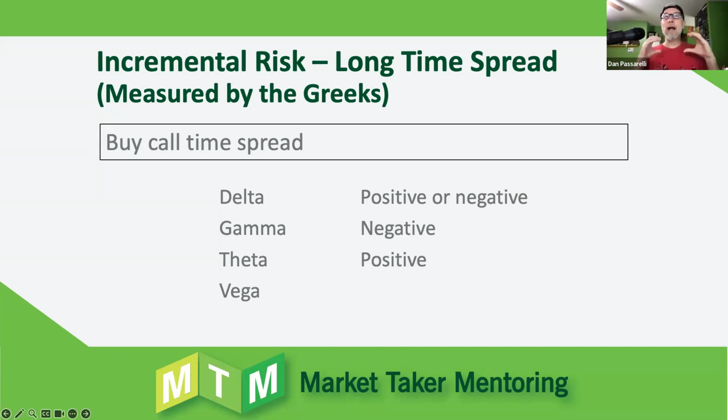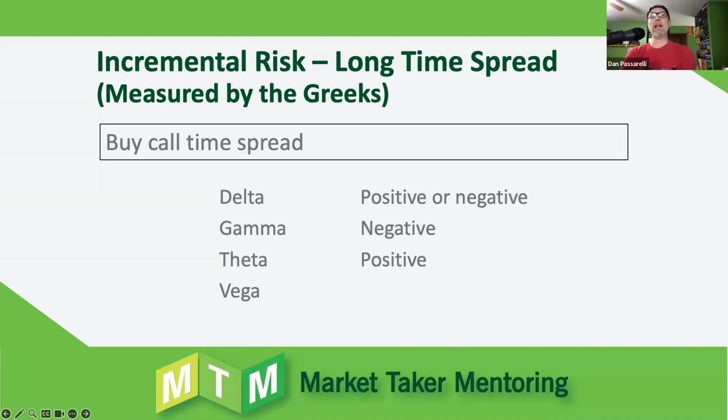Because the longer term options have a bigger vega than the shorter term options. They have a smaller vega. The longer term ones we're buying, positive vega. The shorter term ones we're selling, negative vega. Big positive plus small negative is a net positive.